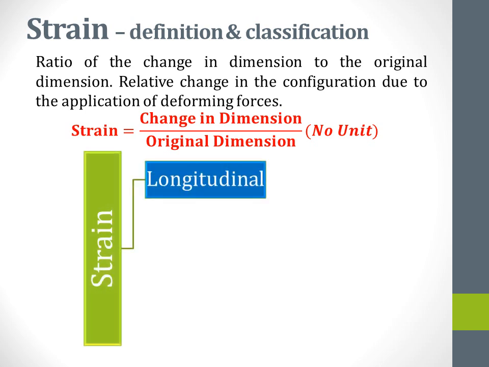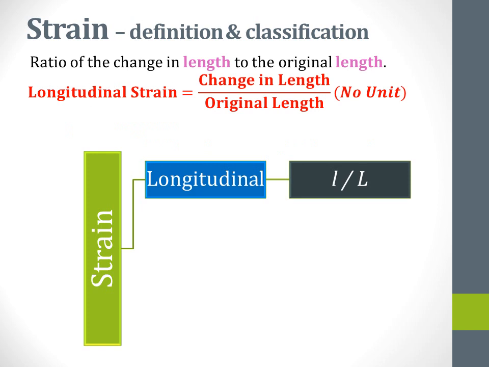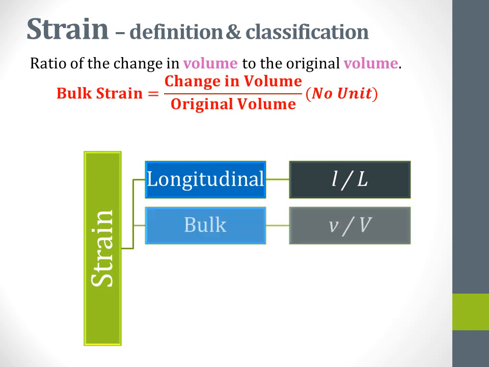Strain is classified into 4 types, the first being longitudinal strain. Longitudinal strain is defined as the ratio of the change in length to the original length, and it is given by the formula small l by capital L. The second type of strain is the bulk strain, and it is defined as the ratio of the change in volume to the original volume. The formula being small v divided by capital V.